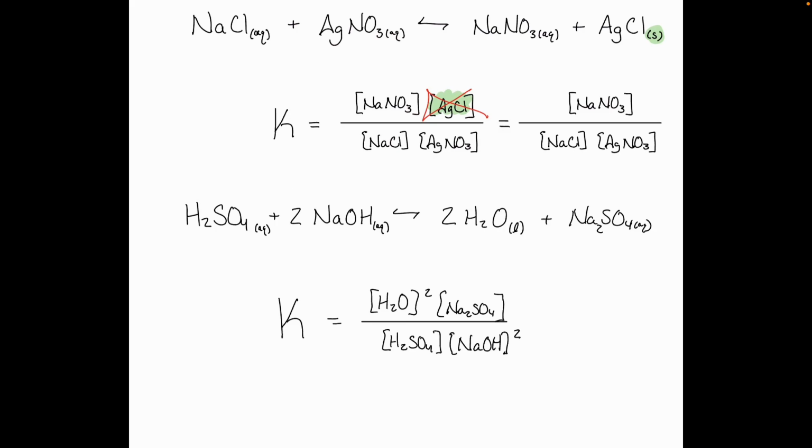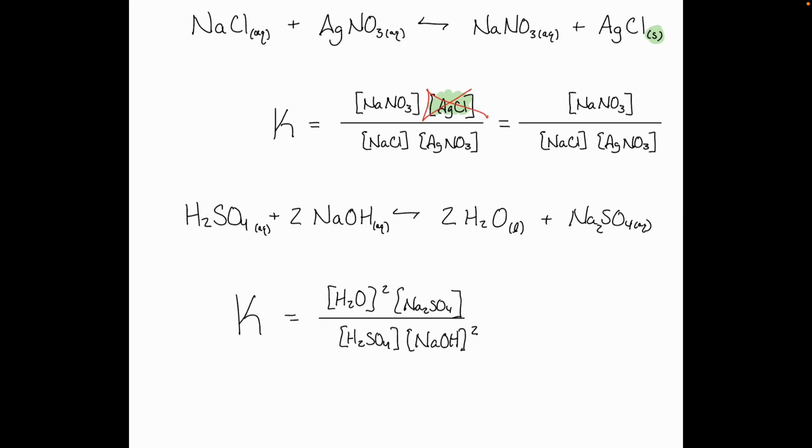Okay, but then which one of these terms do I get to exclude? The H2O, right? That pure liquid water that's formed. Water's concentration is a constant 55 molar. I'm not going to include a constant in this expression, so that will just drop out. And so really it's the concentration of the Na2SO4 over H2SO4. And importantly, that sodium hydroxide concentration is squared because my coefficient becomes an exponent.